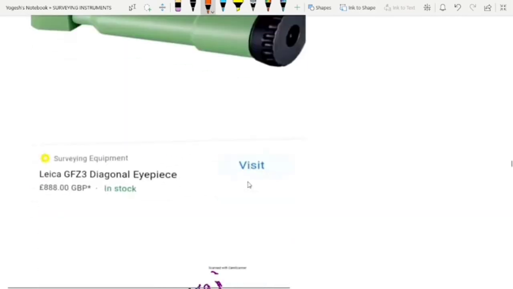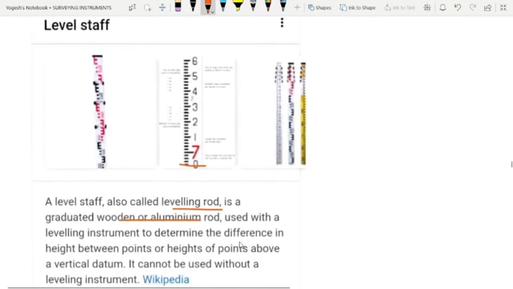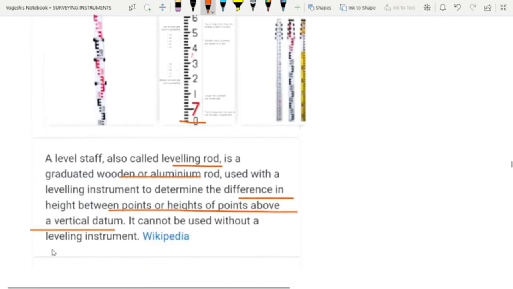This is also an eyepiece. This is a leveling staff, whose zero reading is measured at the bottom level and goes up to the top level. Leveling staff, also called the leveling rod, is a graduated wooden or aluminium rod used with the leveling instrument to determine the difference in height between points, or height of the points above a vertical datum. It cannot be used without a leveling instrument.